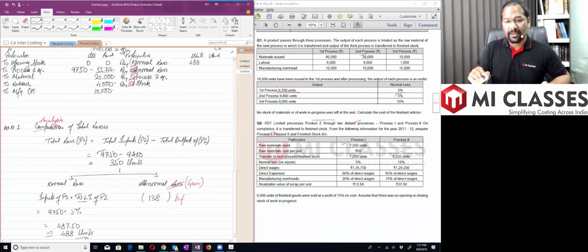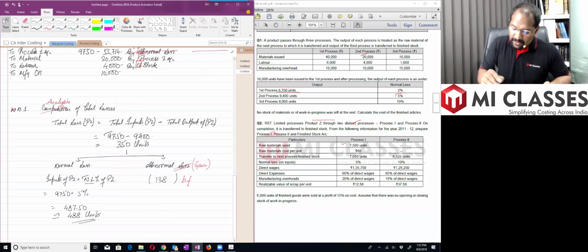488 units. And how much was the scrap value of normal loss? The answer is there was no scrap value mentioned in the question. That is why we are taking it as 0 scrap value. And how much is the abnormal loss? We don't have abnormal loss, so I will scratch this. We don't have abnormal loss in the question.